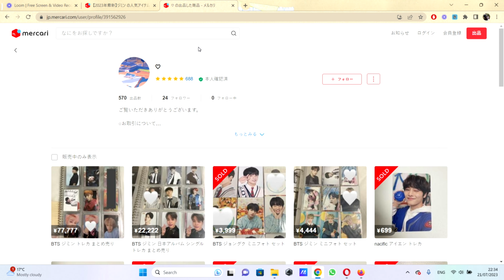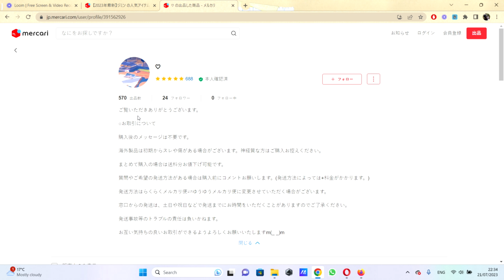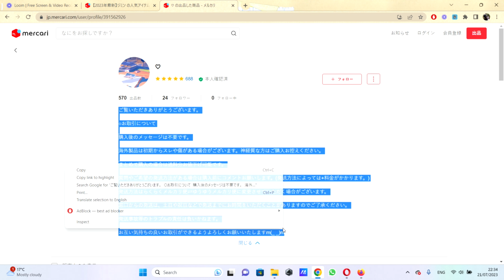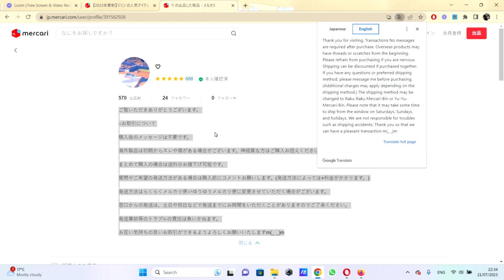But we can also look at their description, which is right here. We can translate that and read it. Usually it's just like please refrain from purchasing if you're nervous, it may have threads and scratches. It's basically always the same unless they have pets. Sometimes they list that. You can read it if you want. I generally don't really care, so I usually just skip that.